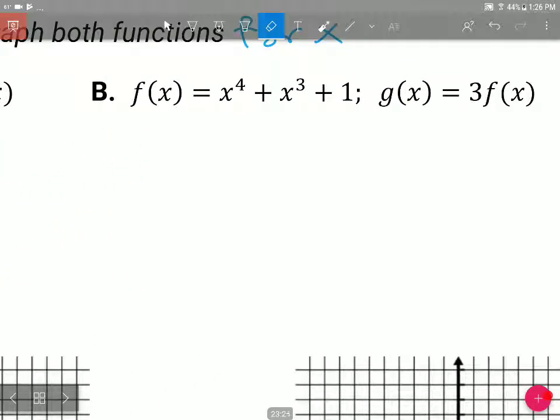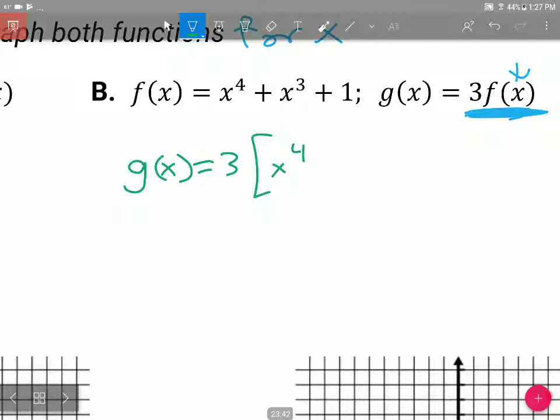All right. This one tells you to do what? We want to multiply by 3, but do we want to put it in place of x, or do we want to put it on the outside? Outside. So basically, these are the hard ones. You ready? G of x equals 3 on the outside of the whole thing.